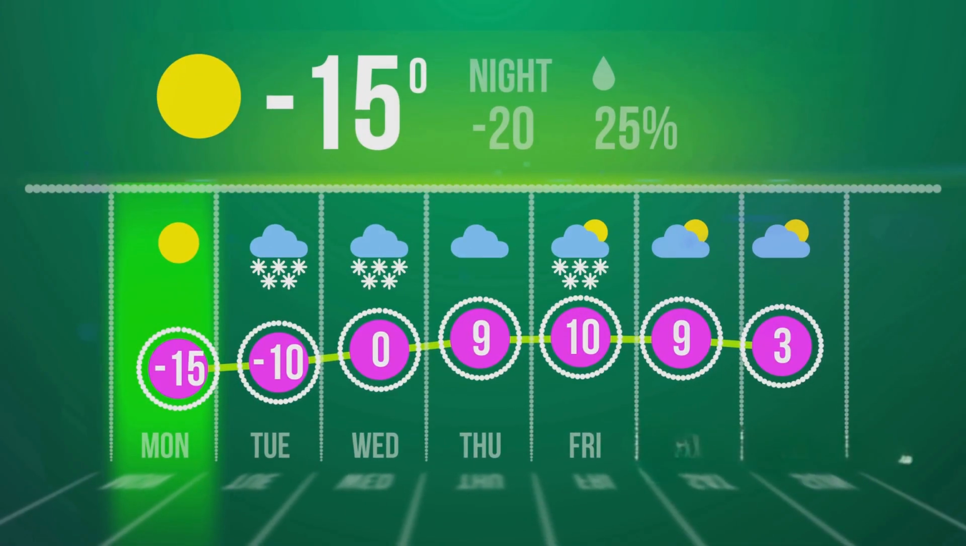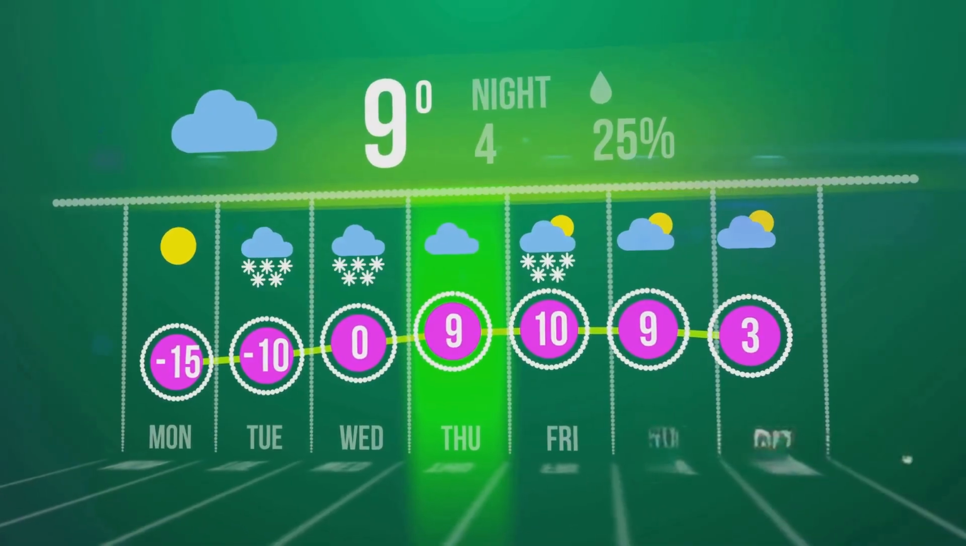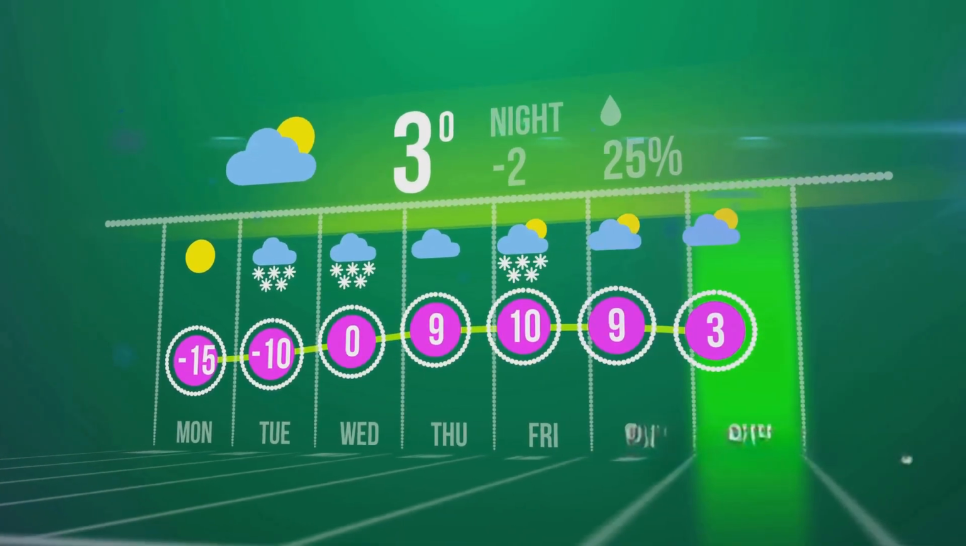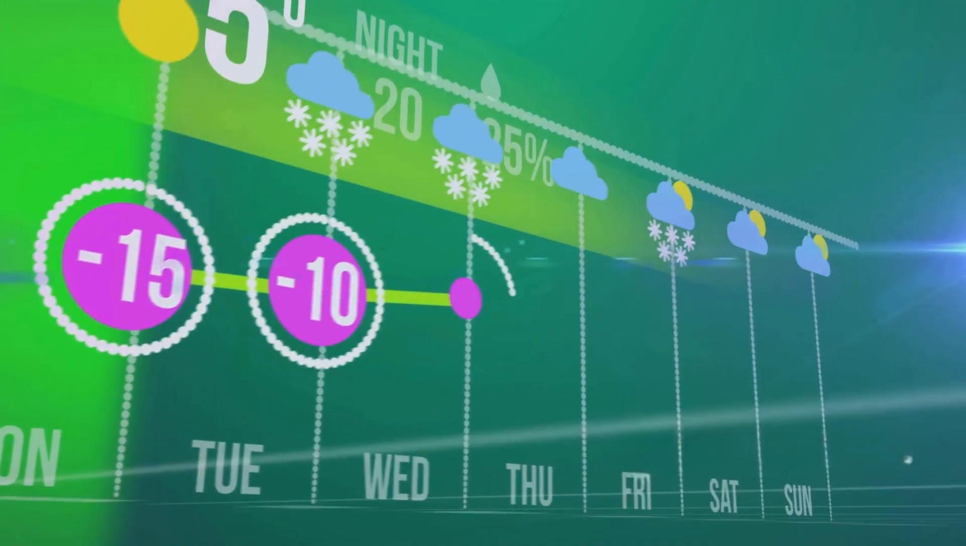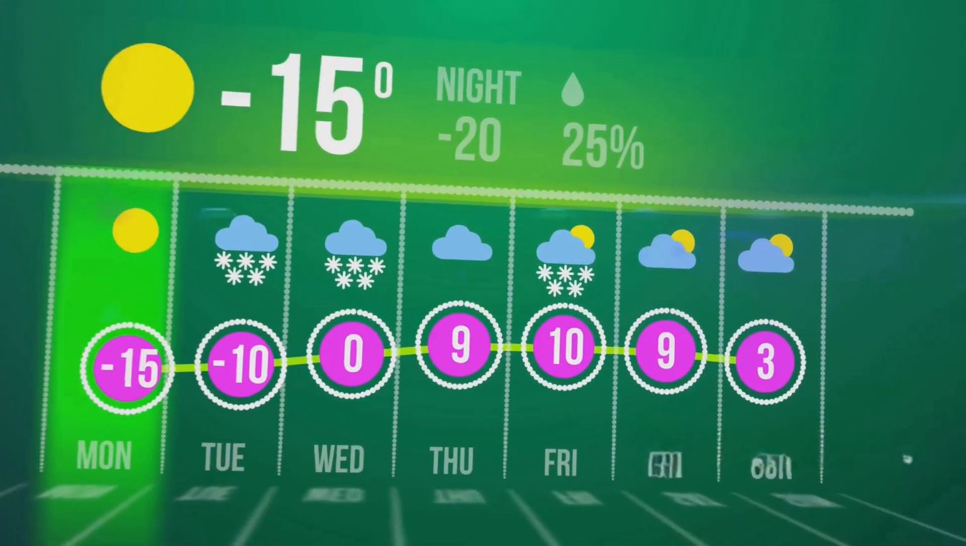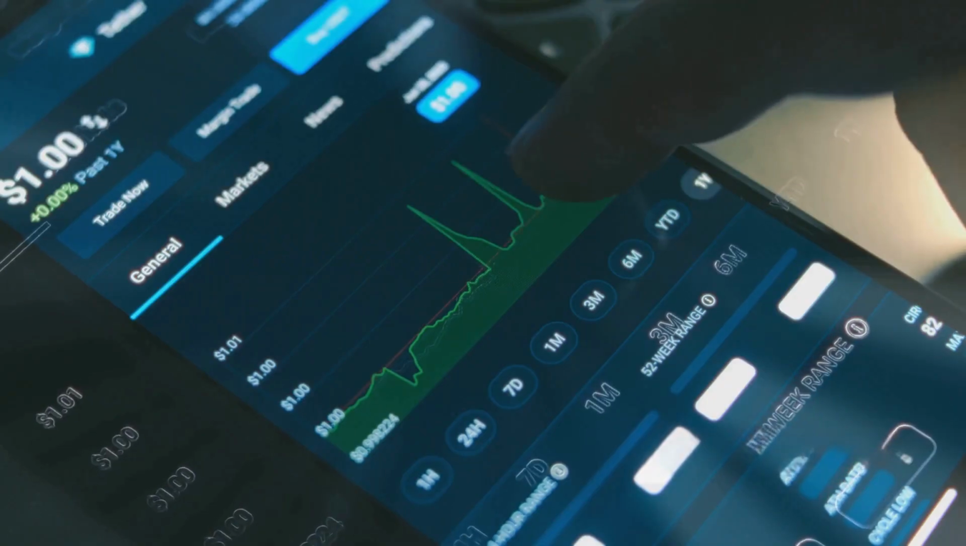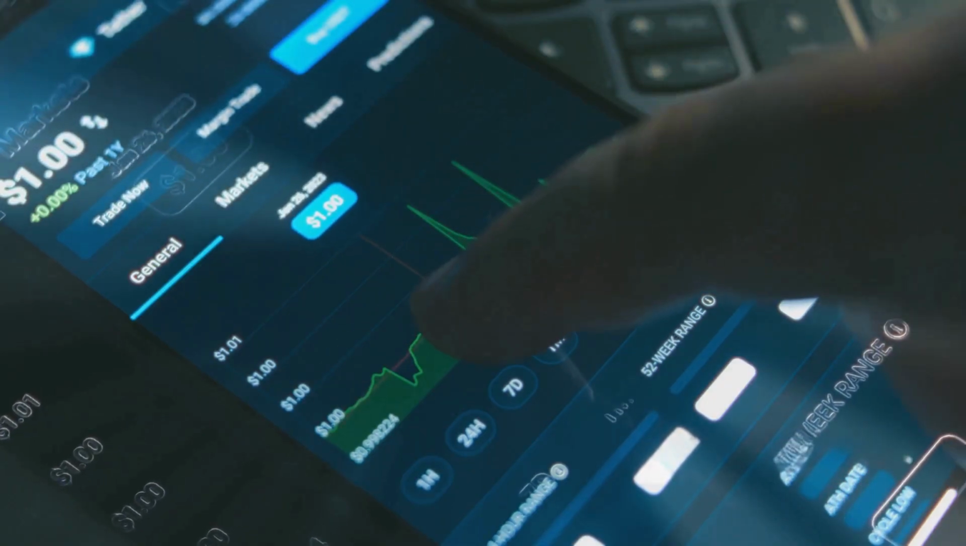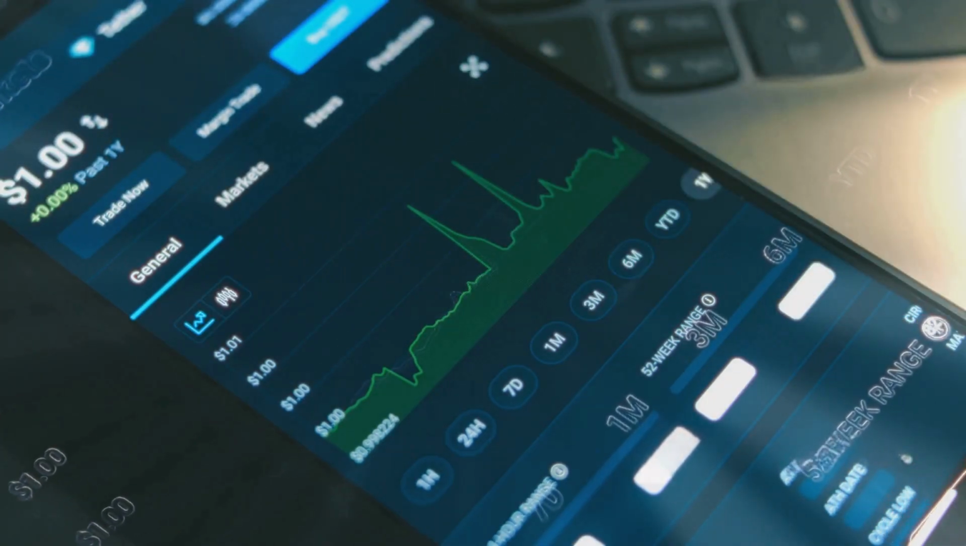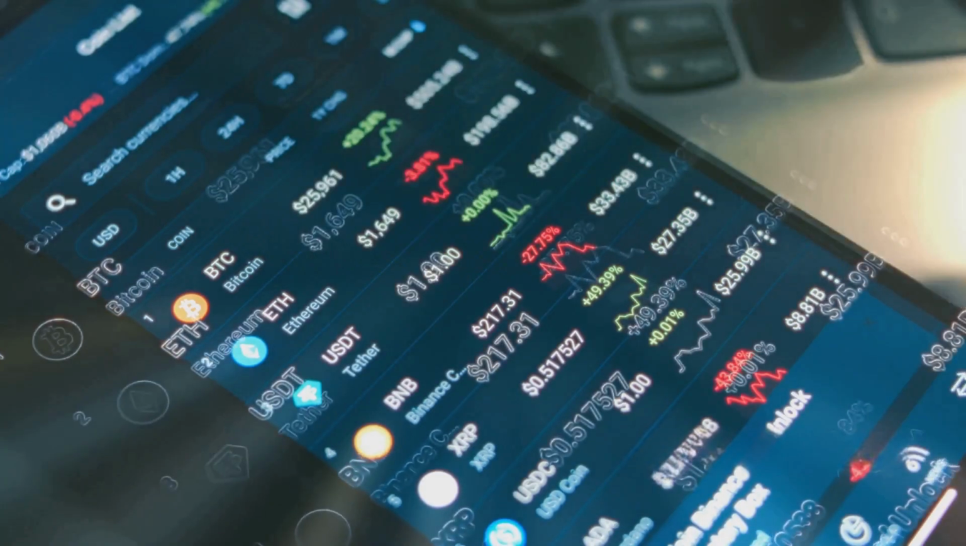You take the daily temperatures, add them up, and then divide by 7. This gives you a smoothed out view of the week's weather, eliminating daily fluctuations. The SMA does this with stock prices over periods like 20, 50 or 200 days. By averaging out the prices, it smooths the data, making it easier to identify trends.